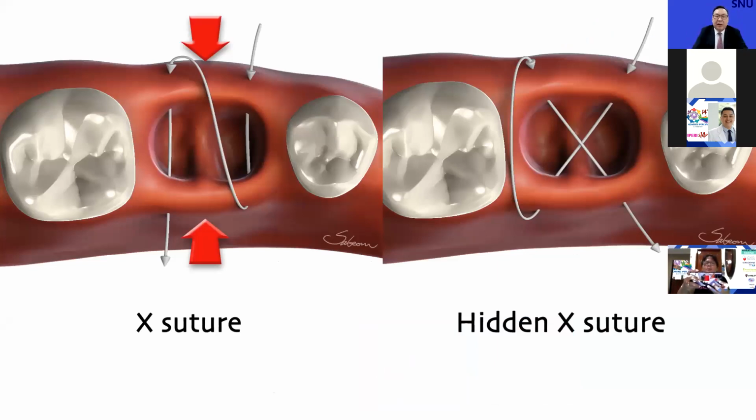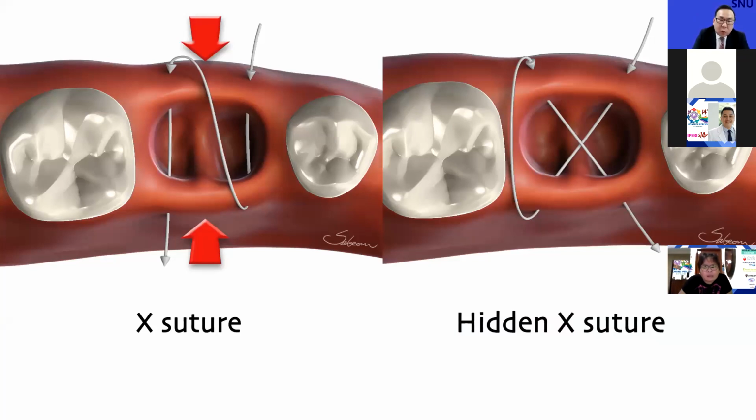And I think this is very important for the better stabilization of the graft materials. It's also showing much better results compared to the conventional X suture. So just to show you briefly how to perform a hidden X suture, you start at one point, and when you're going diagonally, you go underneath. That's why it's called the hidden X suture.